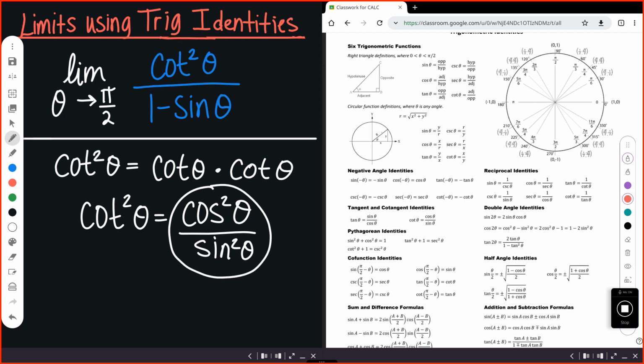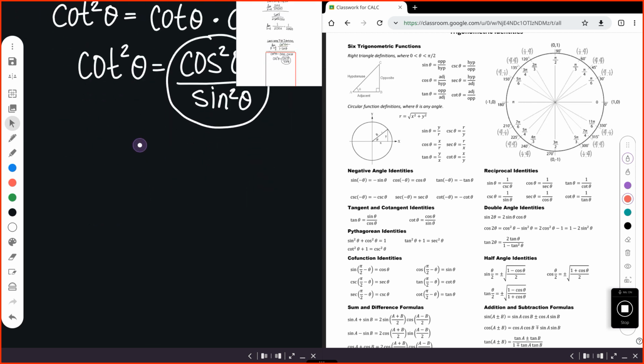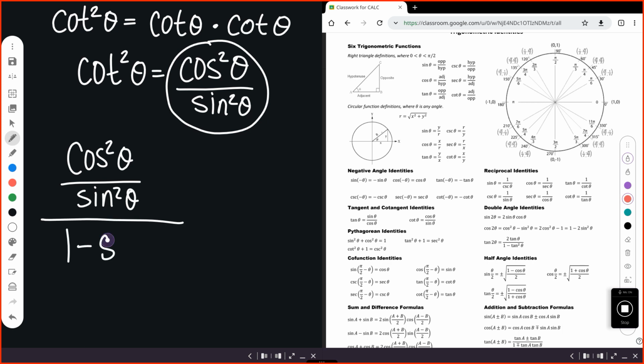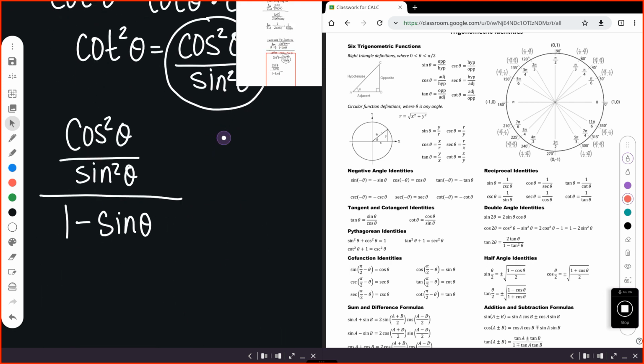Okay, so let's continue here and substitute cosine squared theta over sine squared theta, this portion right here, for this. And it will look like this. Cosine squared theta, again, let's just rewrite this. And all of that is being divided by 1 minus sine theta. Yes, 1 minus sine theta.